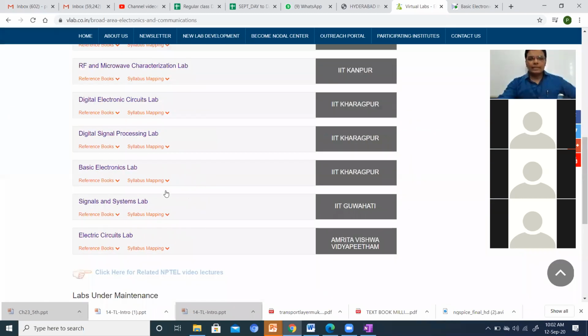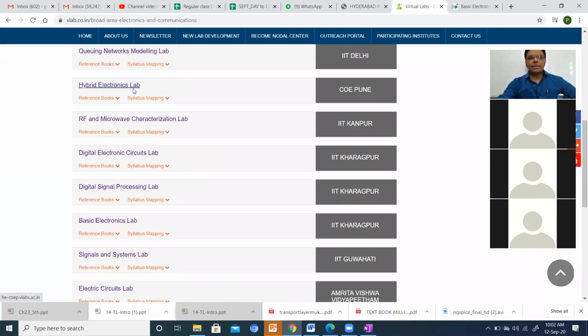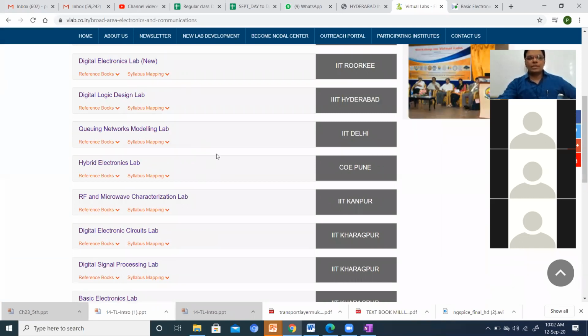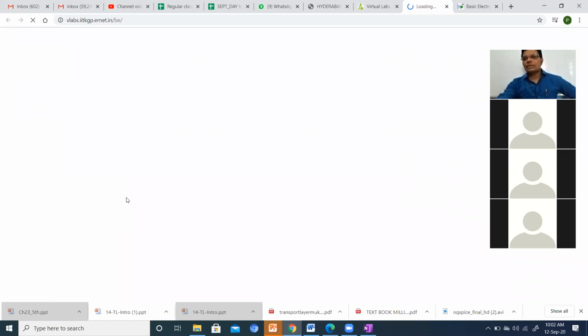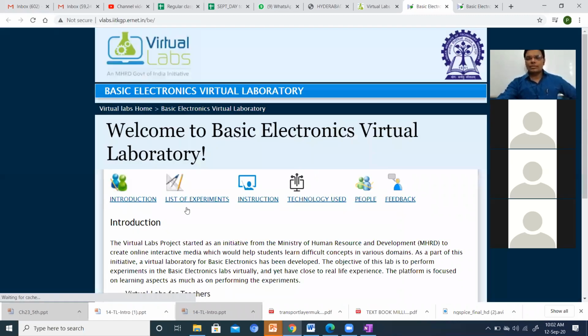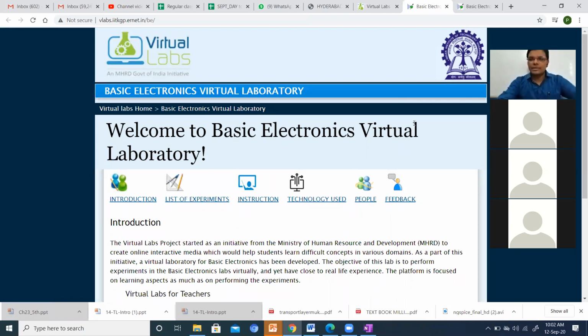So here, EC lab, signals lab, basic electronics lab, DSP lab, digital electronics lab. Different labs are available to conduct experiments in the virtual platform. Our lab is basic electronics lab. Please do it along with me. If you have desktops or laptops, please do it on the desktop or laptop. Otherwise, you can do the experiments on mobile itself.